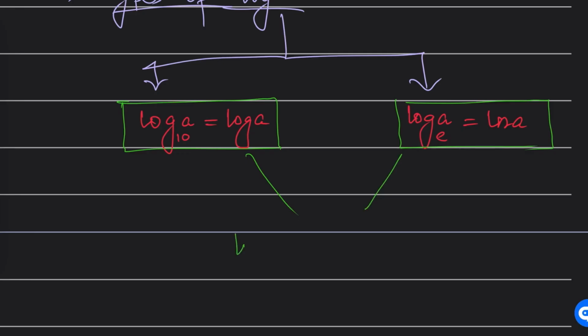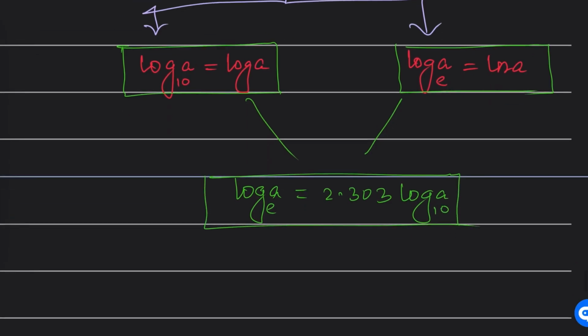So if you have a number log of, let's say, a to the base e, and you want it in terms of base 10, we can write it as 2.303 log of a to the base 10. This is the conversion factor, you should remember. In most value books or questions, log values will be given in terms of 10. So how to convert in terms of e?